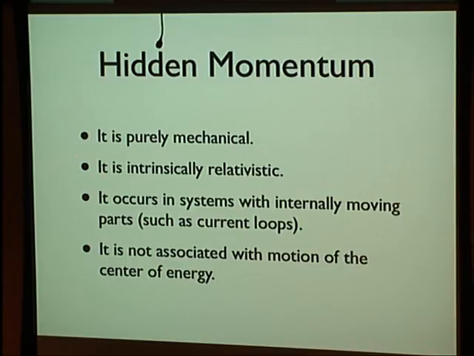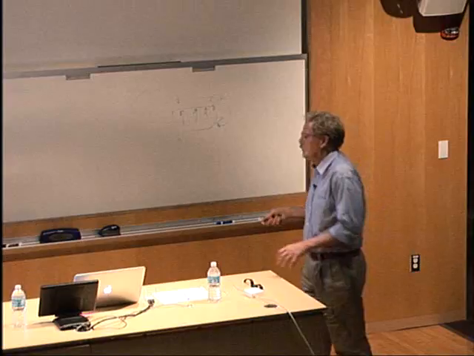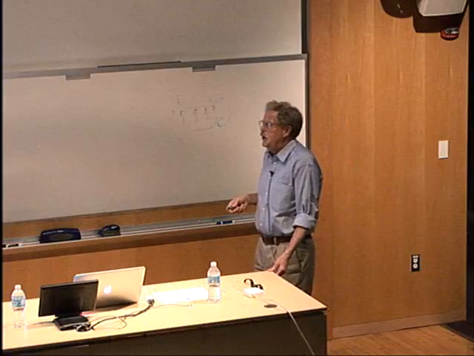I say it is intrinsically relativistic. You're never going to get hidden momentum in a system if you are using the non-relativistic formulas for momentum. It occurs in systems with internally moving parts, such as current loops, that was illustrated in the examples here. And it is not associated with motion of the center of energy, and that, I think, is why it came to be called by this actually very misleading term of hidden momentum. Actually Shockley, who first identified it in the modern context at least, called it hidden momentum.